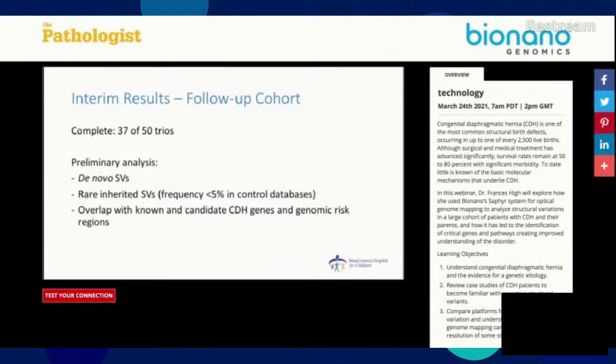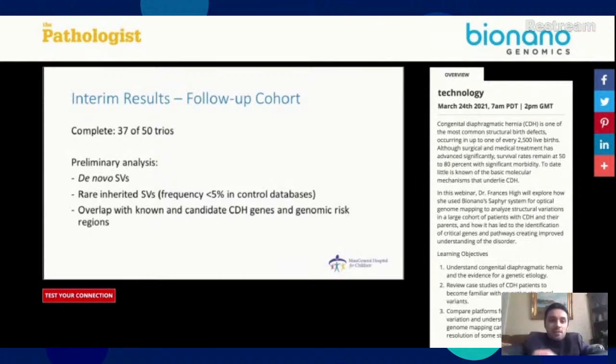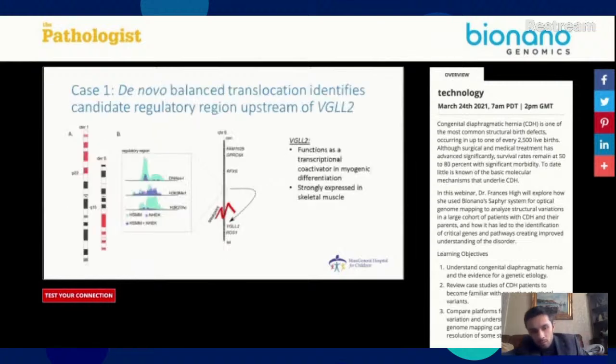As I mentioned, we're in the process of analyzing the data from our follow-up cohort, but I do have some interim results, and I'll share a few examples of cases with you today. We've completed the analysis on 37 of the planned 50 trios, and we've done an analysis focused on looking at de novo structural variants, rare inherited structural variants, those that have a frequency of less than 5% in that control database, and we focused on variants that have overlap with known or candidate CDH genes in genomic risk regions.